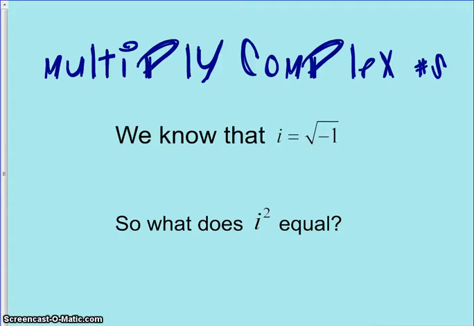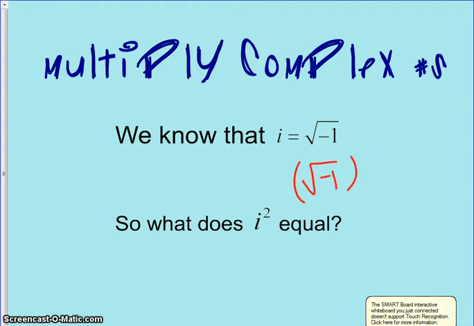Alright, today's lesson is going to be over multiplying complex numbers. Now, before we get into multiplying complex numbers, the first thing we need to talk about is i squared. We know that i is the square root of -1. But what will happen if I square the square root of -1?